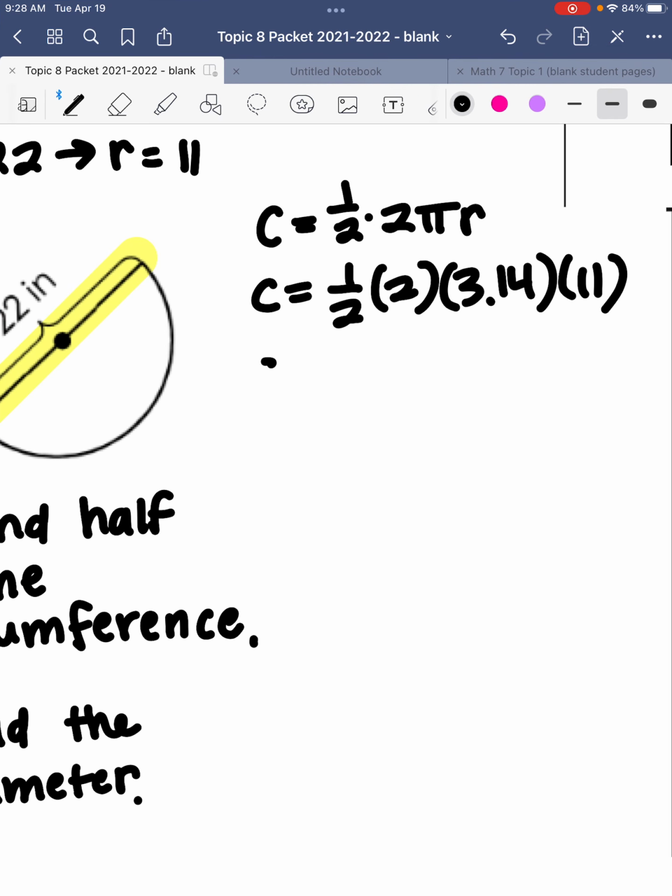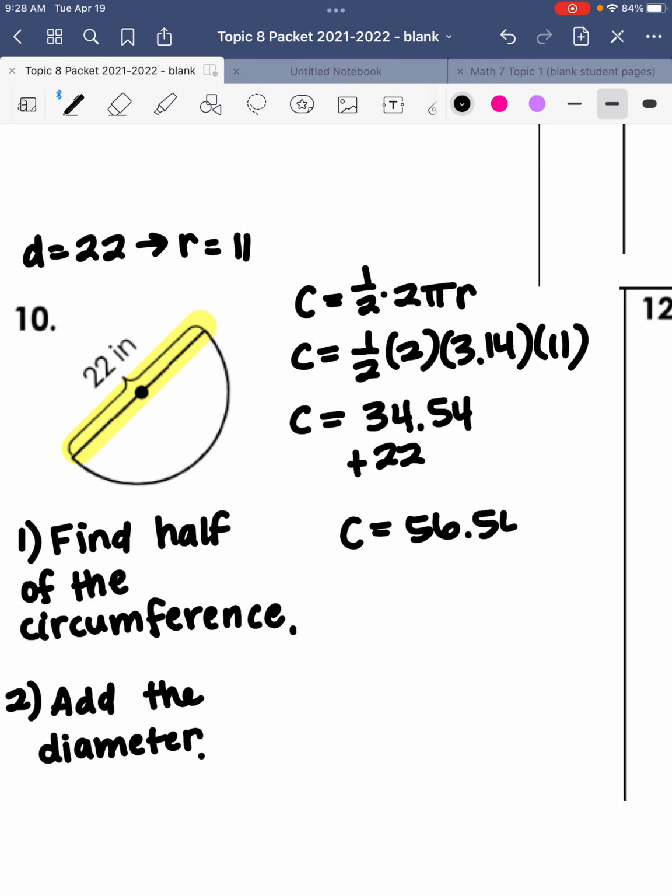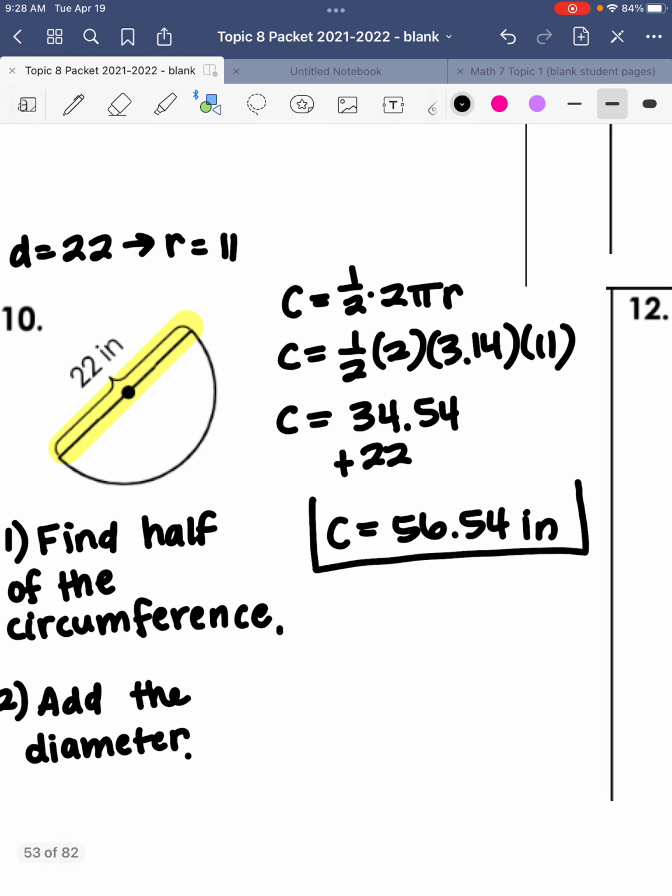So let's just go ahead and C equals 34.54. But step 2 is to add the diameter. So I'm going to add 22 to that. So I find that I get 56.54 inches. My circumference or my perimeter of this semicircle is 56.54 inches.